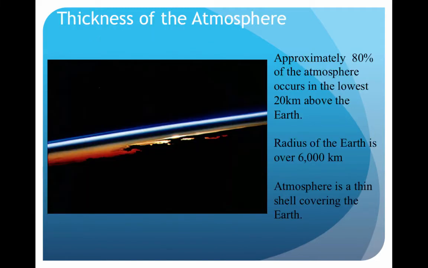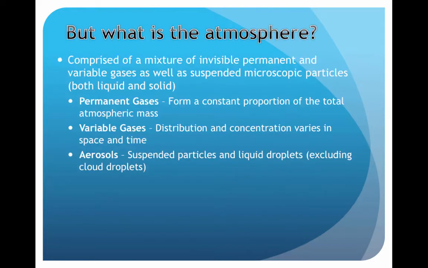So how thick is our atmosphere? Well, 80% of it is very close to the ground, about 20 kilometers above the Earth. Since the radius of Earth is 6,000 kilometers, you see that that's a very, very thin shell covering the Earth.